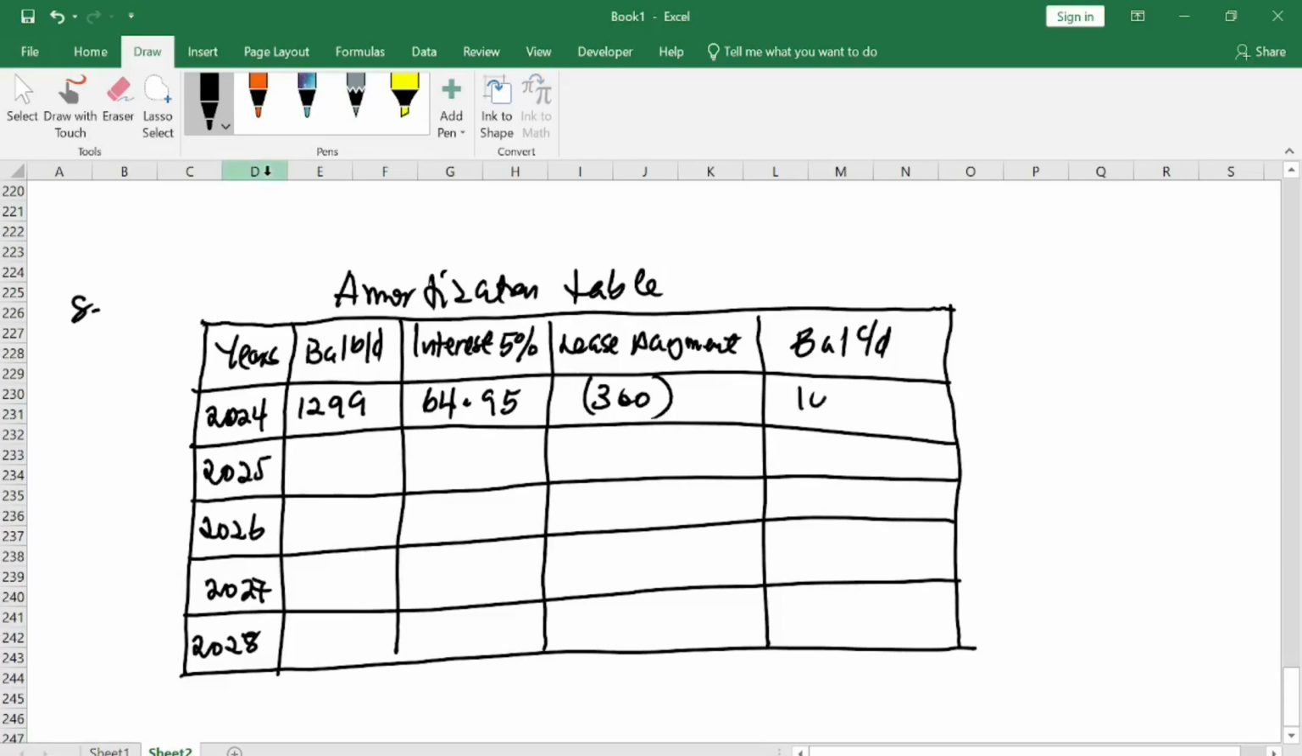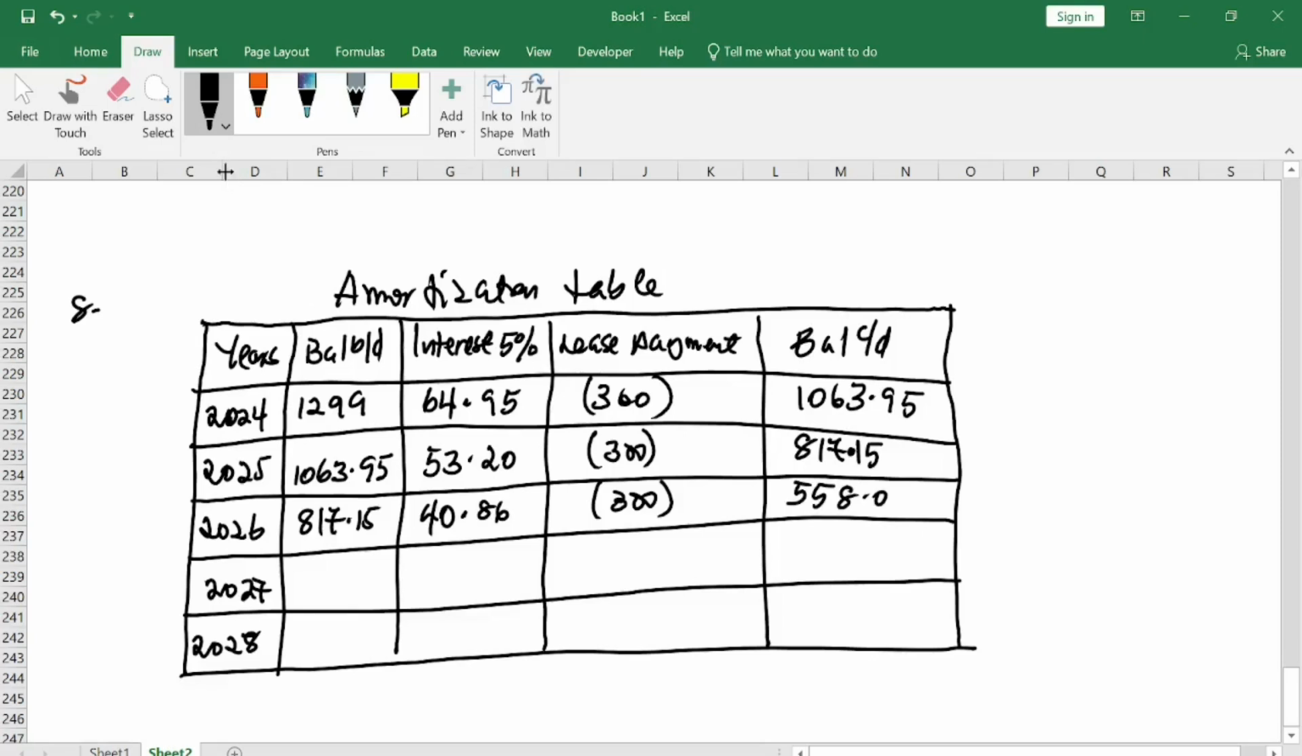So we have 1063.95. Your closing becomes your opening here. Then we charge your percentage. That gives you 53.1 or 53.20. So this gives me 807.15. This becomes the opening, which is 817.15. Which is 40.86. That is 55.0. So that becomes the opening balance here.